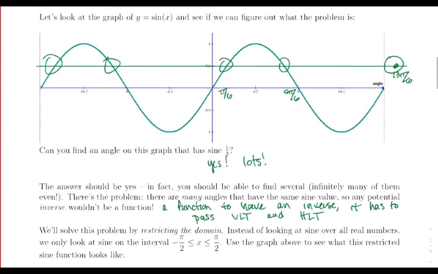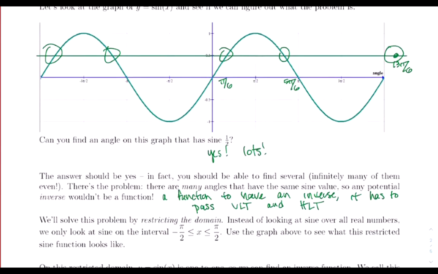So what we want to do is figure out where can we restrict this domain for sine so that we could pass the vertical and the horizontal line test. So like here would be a place that passes the horizontal line test. It doesn't, like this piece fails it, right? Because it intersects that horizontal line twice.